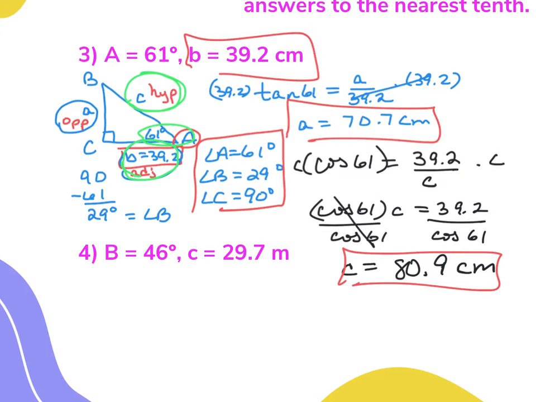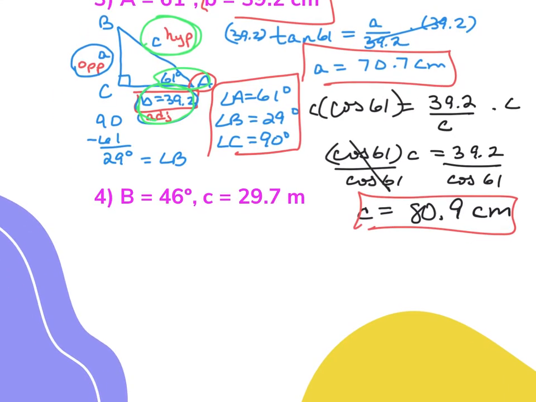Let's try one more. Again, I'm going to draw myself a triangle, give myself a visual. So again, let me label the angles with capital letters, the sides with lowercase.